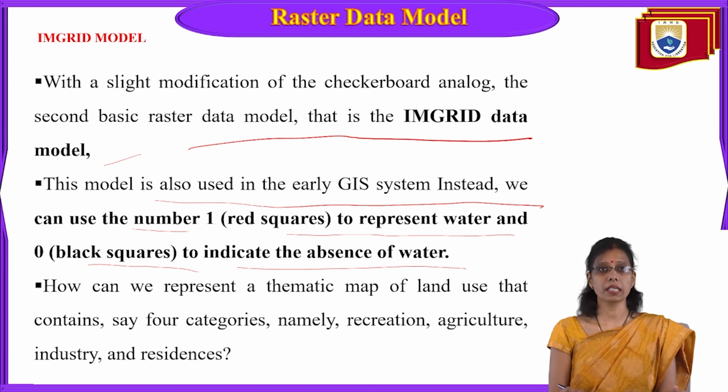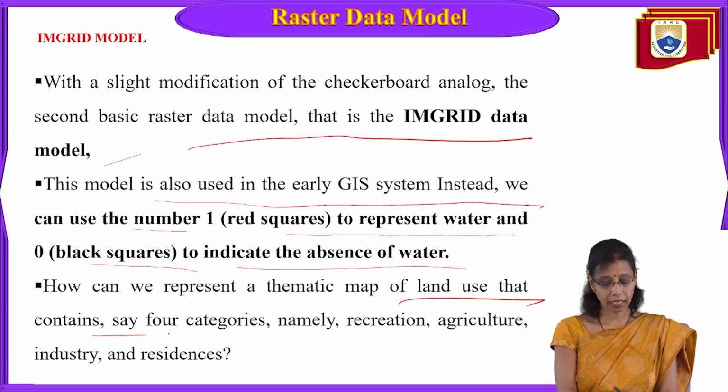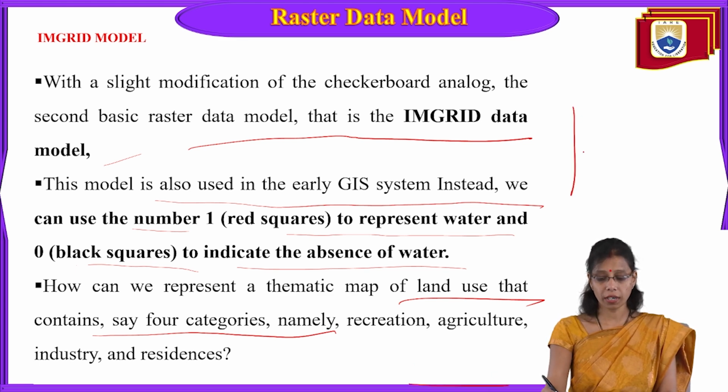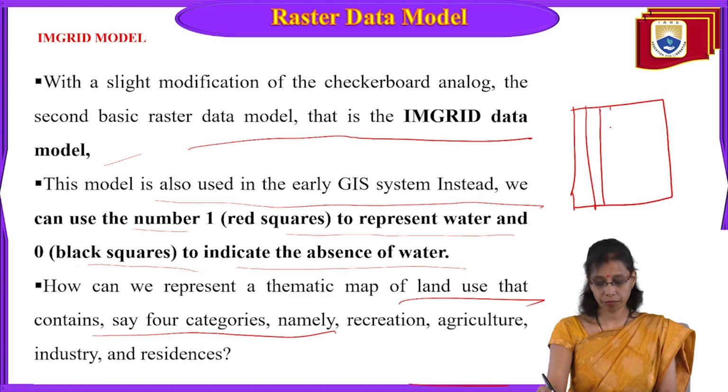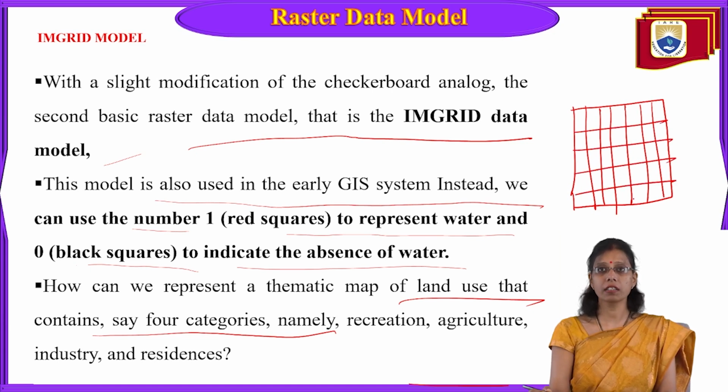So how can we represent a thematic map of land use that contains, say, four categories, namely recreation, agriculture, industry and residences? Suppose this is the grid. We have created the grid like this. Now, in this grid, instead of colors, numbers will be shown. If I want to show recreation, let us say 1, 1, 1. So wherever I can see 1, what is 1?